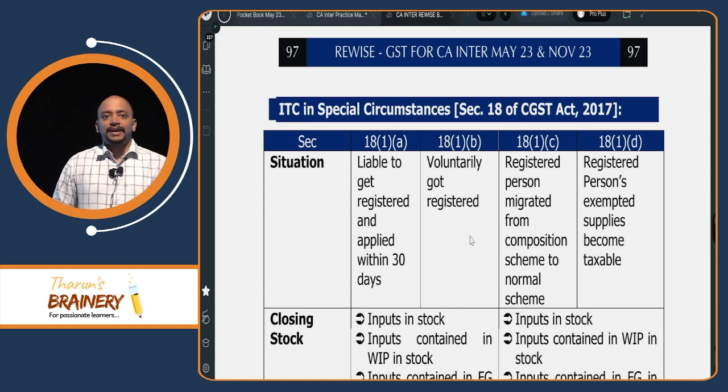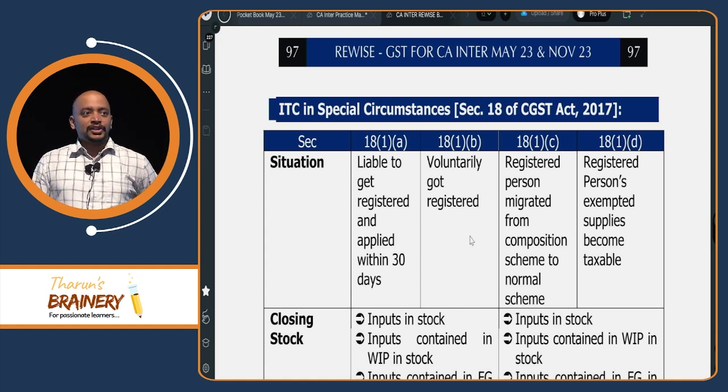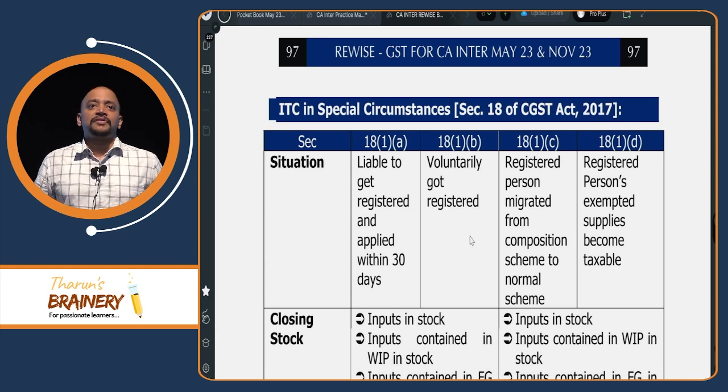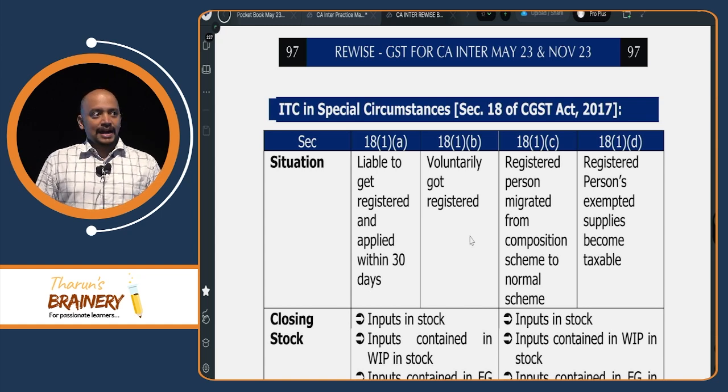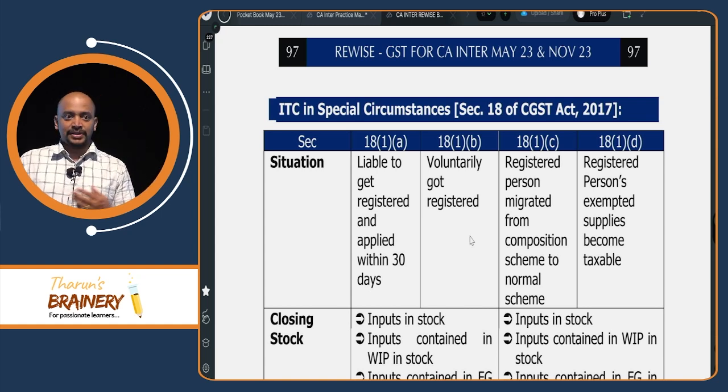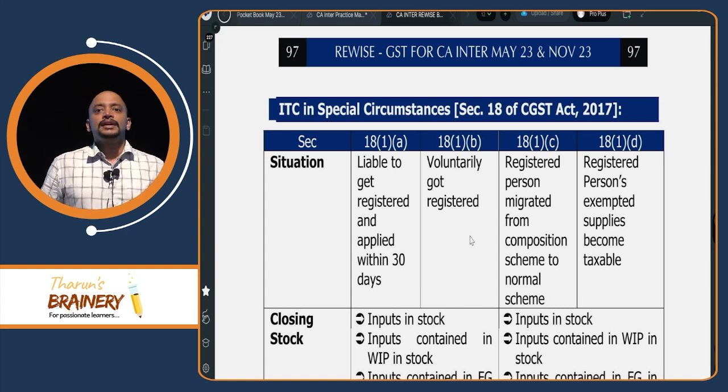That is section 41, manner of availment of ITC. Section 49, subsection 5, manner of utilization of ITC. Then section 16, conditions for availment of ITC. Section 17, input tax credit in like apportionment of credit and block credits.